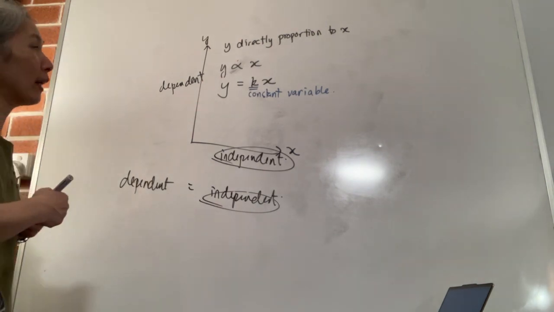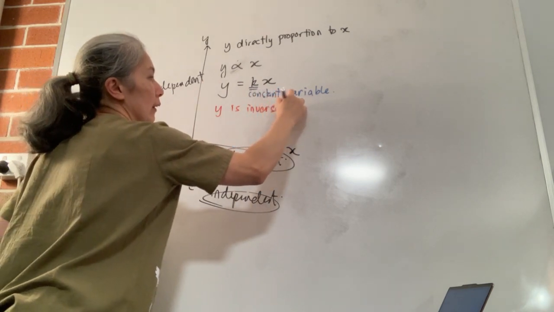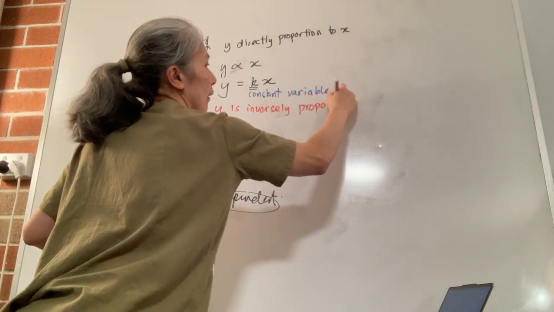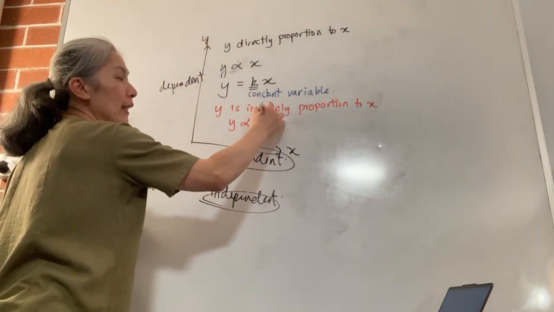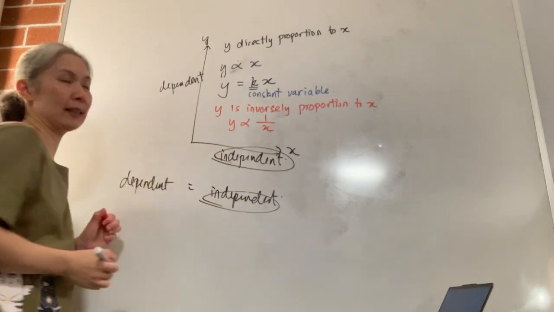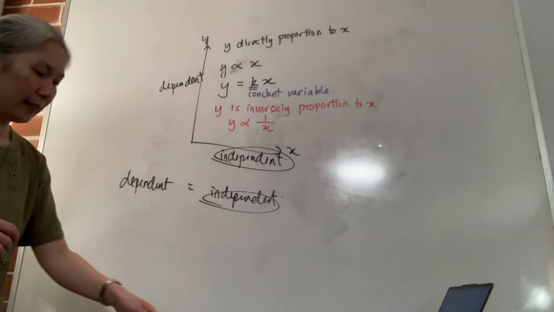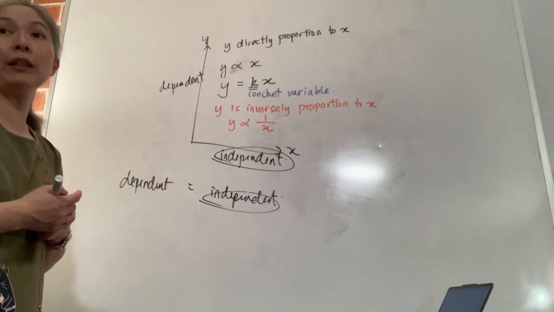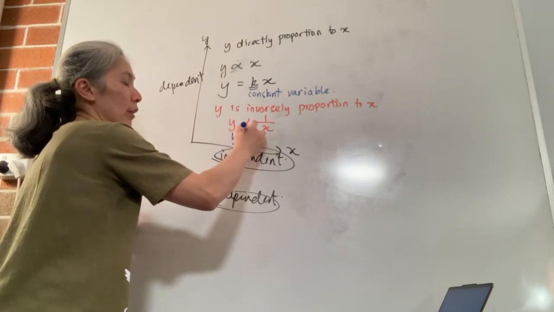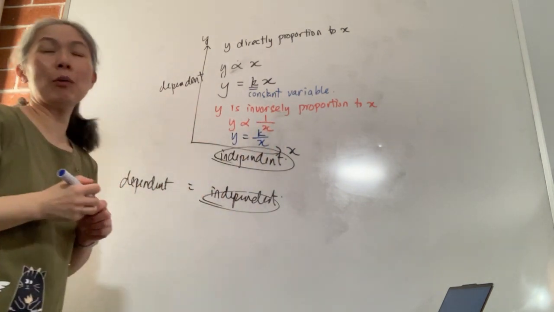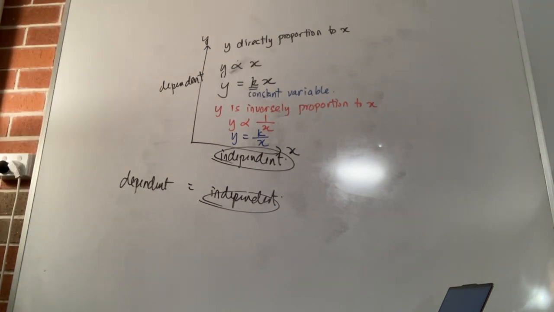Okay, the next one you are going to have is y is inversely proportional to x. So you are going to have y, proportional sign again, inversely, that means it's 1 on x. That's how you are going to write it. Then write it into the equal sign. So you are going to write it as y equal to k over x. Now you put your constant variable on the top of the equation and you have your x on the bottom.